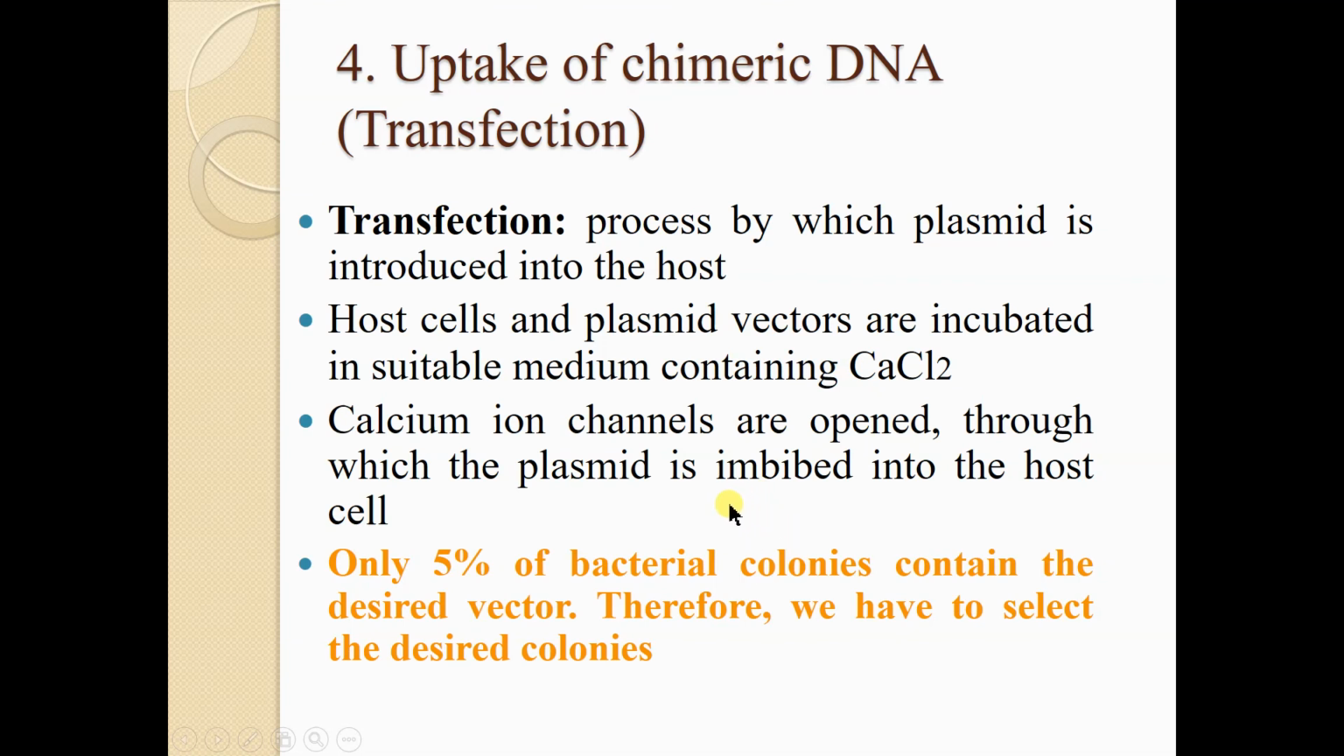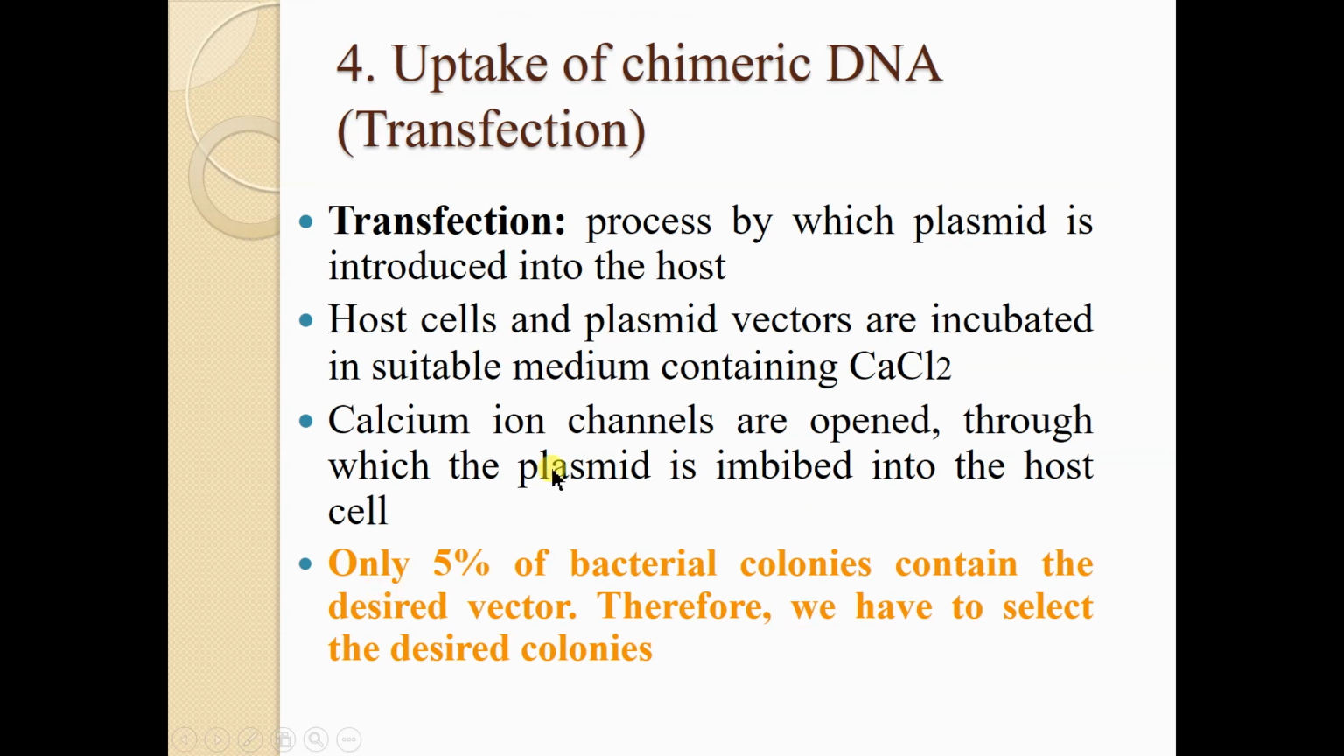Now there are three different conditions that may happen. Suppose some of the bacteria don't take up any plasmid, so the plasmid cannot enter into that bacteria. In certain bacteria, two molecules of the plasmid can enter, and there is also a plasmid which doesn't contain any chimeric DNA. A simple plasmid molecule can also enter inside the bacteria.